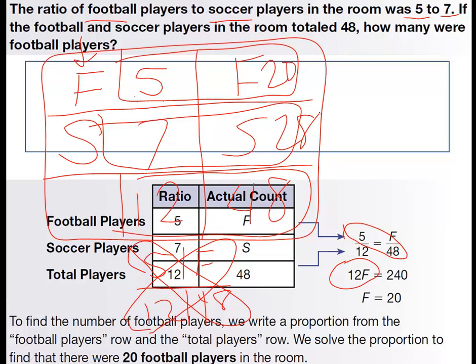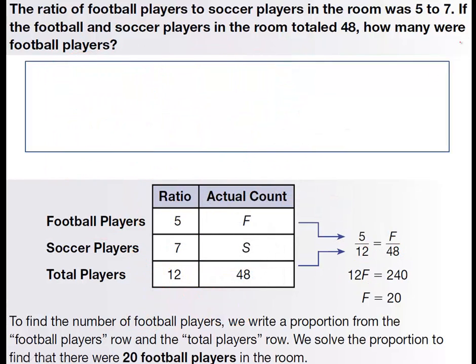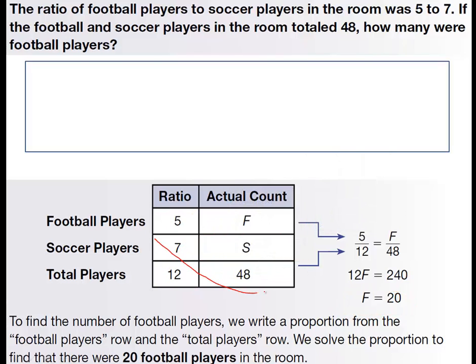Okay, let me clear that screen so you can see a little better. Again, because the answer I'm looking for is right here, I can go all the way down there, use these, and just ignore these for now. So 5 times 48 divided by 12 to solve for F, and I get 20. And let me back it up one more time. If they said how many were soccer players, then we'd do 7 times 48 divided by 12, and we'd get 28 as our answer.